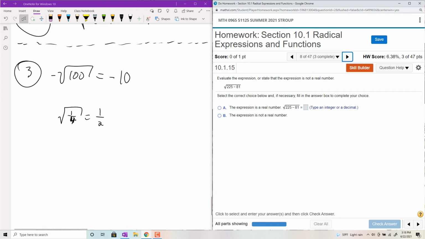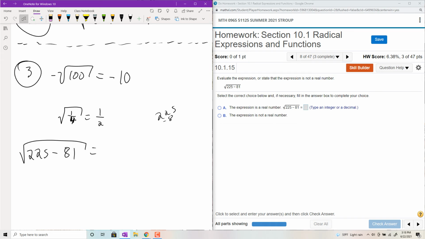This is one of the tricky ones. You can't take the square root of 225 minus the square root of 81. The square root of a difference is not the difference of the square roots. You have to do the difference first. So 225 minus 81 is 144, the square root of 144, so it's going to be 12.